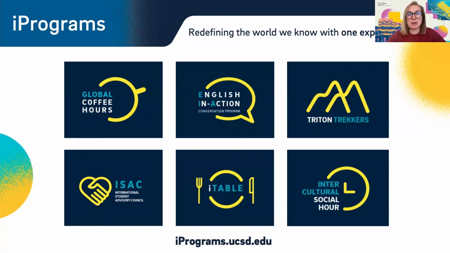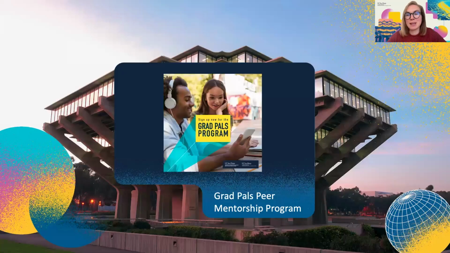Yes, we have lots of programs. So again, if you go to iprograms.ucsd.edu, you can learn a little bit more. One program that I want to highlight specifically is our Grad Pals Peer Mentorship Program. This is a program that matches our incoming international graduate students with our current international graduate students. I know that some of you have already applied, so thank you for your interest. We're so excited. We are currently in the process of recruiting more mentors for this application, so that you all can be in communication over the summer. Spring is when we recruit more mentors as well as mentees and match, and then in the summer is when some of that communication takes place.